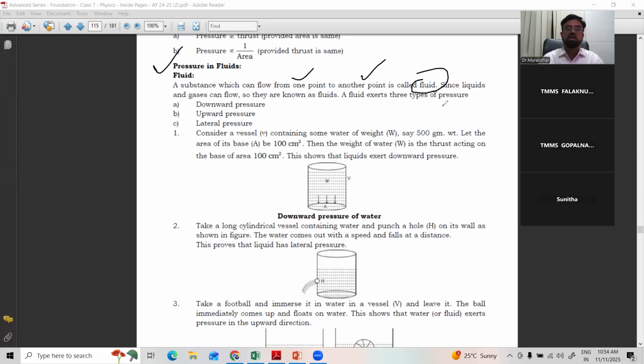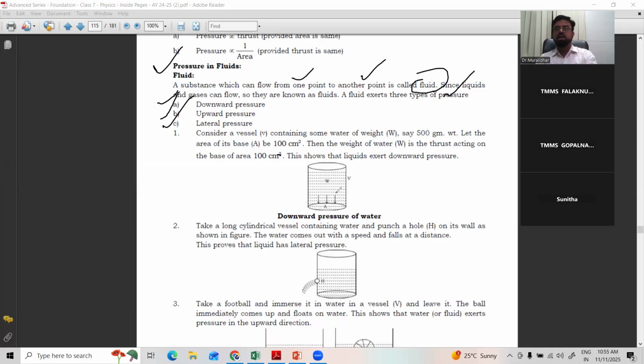A fluid exerts three types of pressure: downward pressure, upward pressure, and lateral pressure. Downward pressure means pressure acting in the downward direction. Suppose when you open the tap, water comes down because of the downward pressure of the liquid from the tank. When you throw a rubber ball into a water tub, it comes back because of the upward pressure. That is called upthrust.